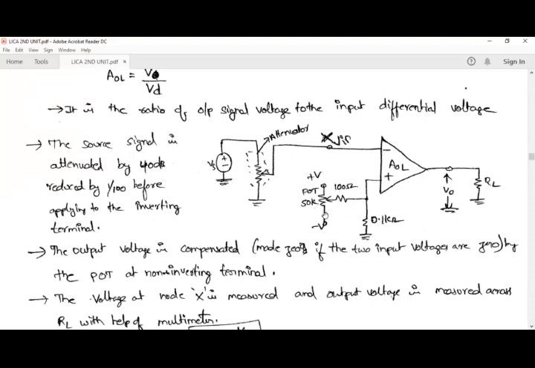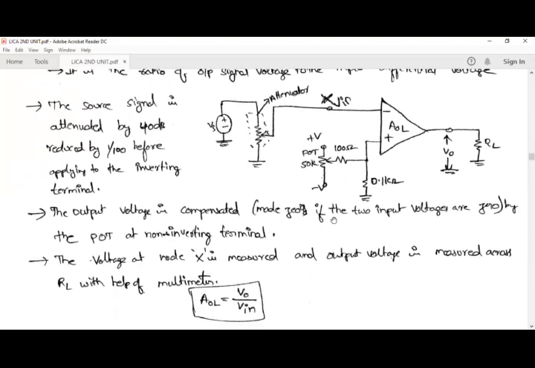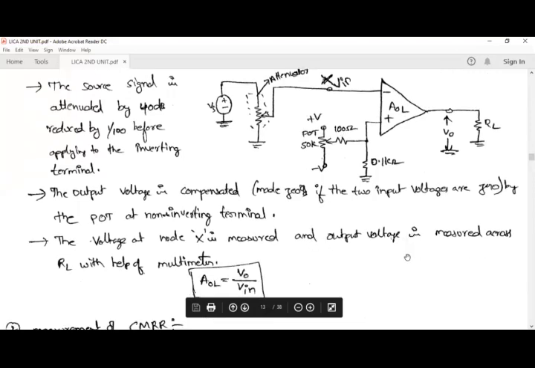So that is input offset voltage, as we have studied. Now the voltage at node X is measured. Up to now we have not given any input signal. Then, after adjusting and compensating, we are going to apply the voltage at X through an attenuator. Then we are going to measure that voltage at X with the help of a multimeter. That will be taken as Vin.